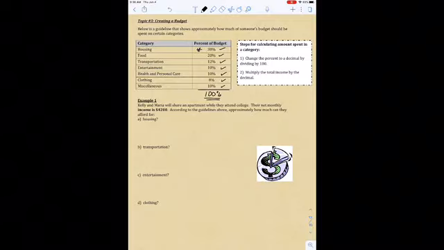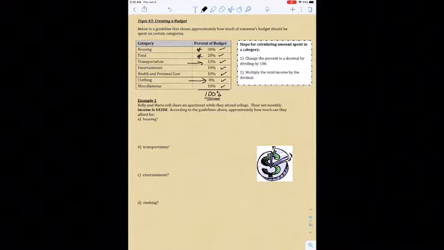We don't want to be spending more than 20% of our money on food, as a guideline. If we're spending all of our money on transportation, so maybe we just bought a brand new car, and we spent a bunch of money on clothes one month, we might not have enough money left for food. So these are guidelines that help us to plan month to month. So let's look at the first example.